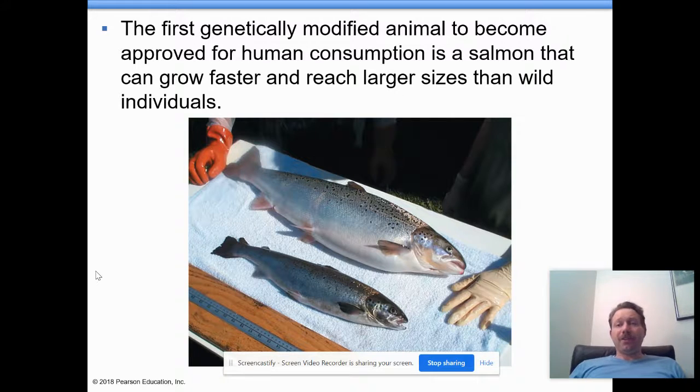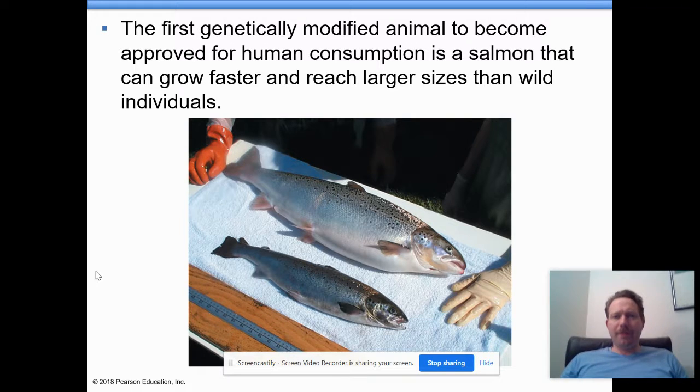The first actual genetically modified animal that was approved by the FDA was a salmon. And as you can see here, the wild type versus the genetically modified is much larger. So it's going to give more protein.